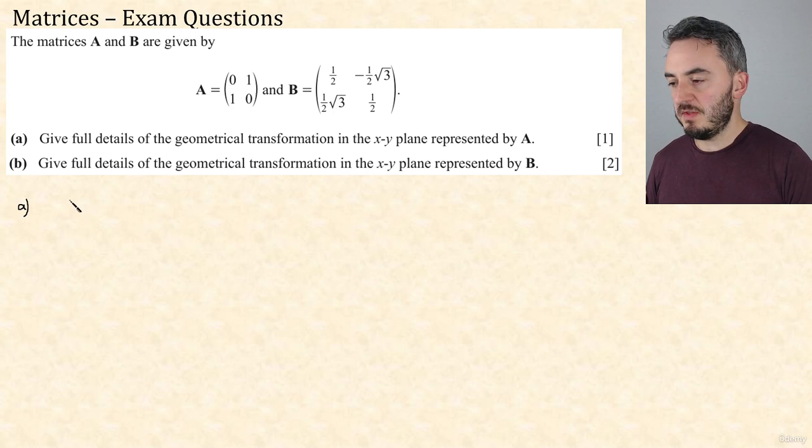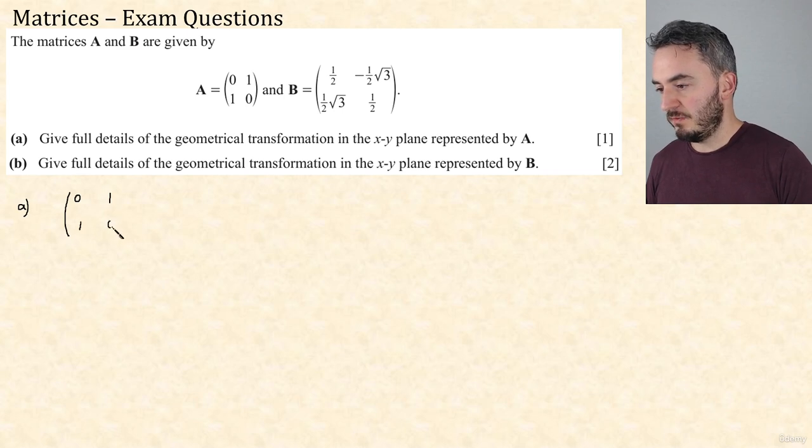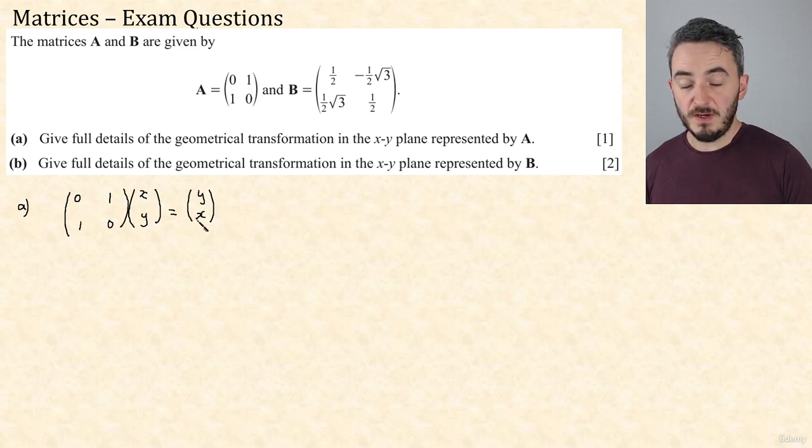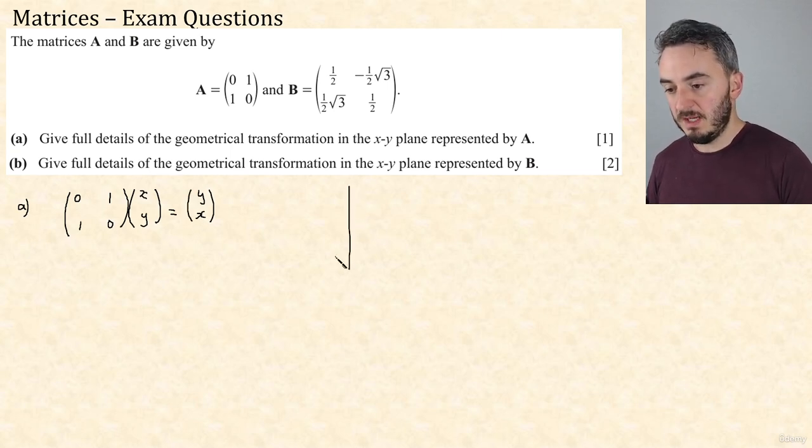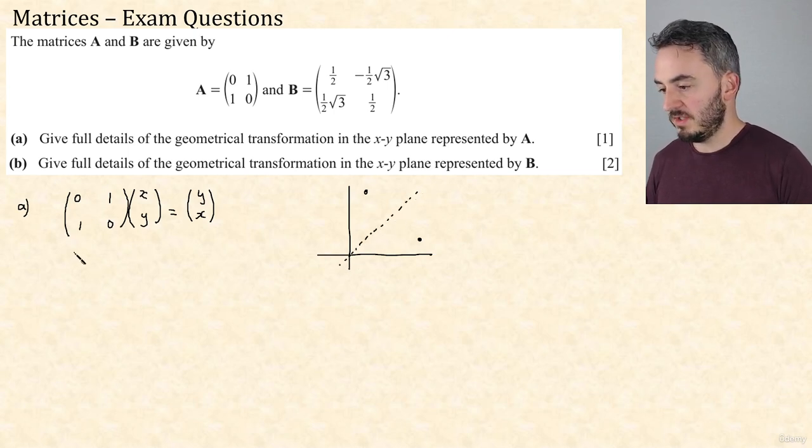There's really two approaches here. You either think about every point on the unit square, or you think about a generic point XY. For a simple one like this, I would just apply this to the point XY and see what happens. When I do that, I get 0 times x plus y and 1 times x plus 0 times y. So what that's done is flipped the x and the y values, meaning we've taken any point over here with coordinates x, y, flipped the x and y values, and now it's over here. So what is that? That is a reflection in the line y equals x.